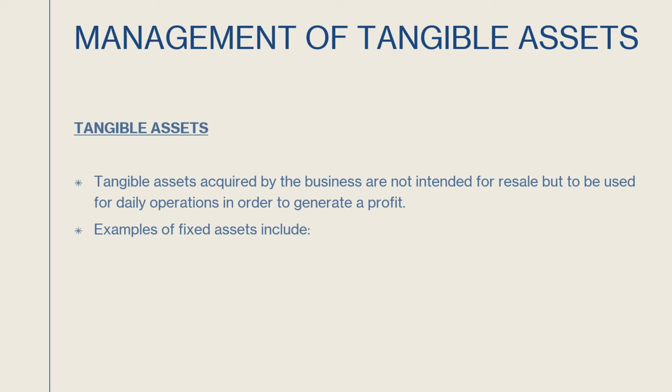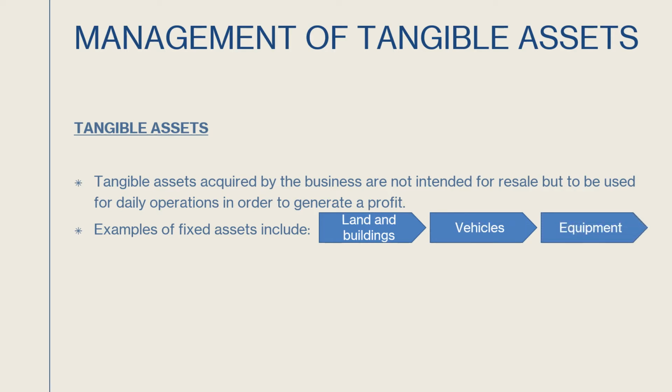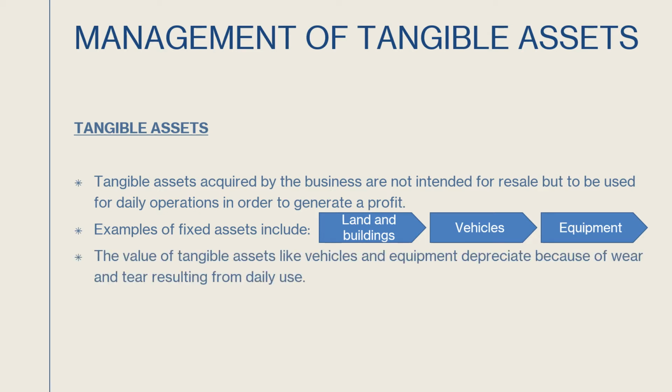Examples of your fixed assets that we are going to be working with include your land and buildings, your vehicles, and then equipment. This is basically the 3 that we've been dealing with since grade 10. The value of our tangible assets, now we know, like the vehicles and the equipment, it depreciates over time because of wear and tear.